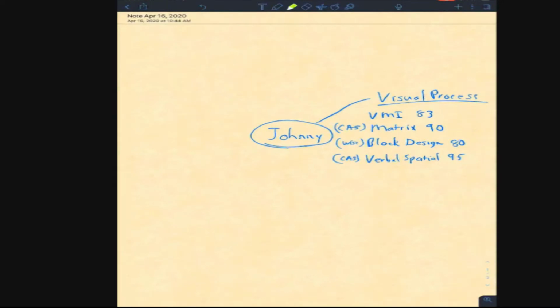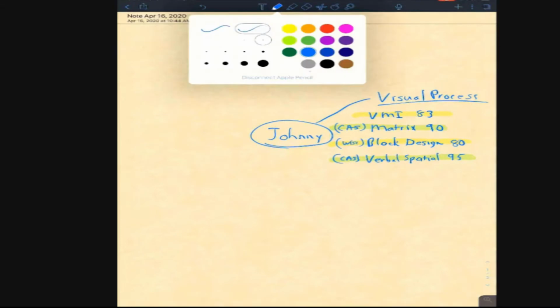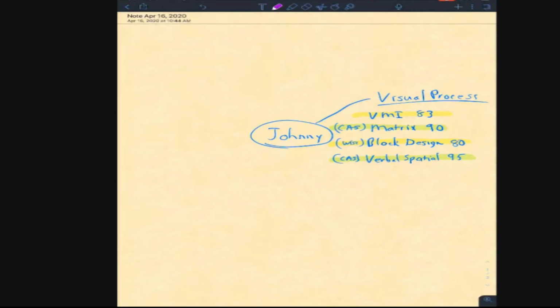Now, if we take a look, we can see that matrix is 90. That's good. That's average. Verbal spatial is 95. That's definitely average there. Not even low average. But when we look at the VMI, it's 83, and the block design is 80. So what is that telling us just with this much information on the screen? Well, don't answer that question. It's rhetorical. I'll answer it for you.